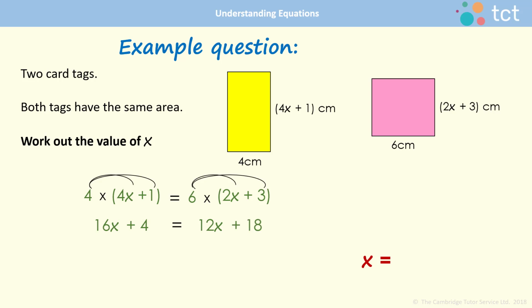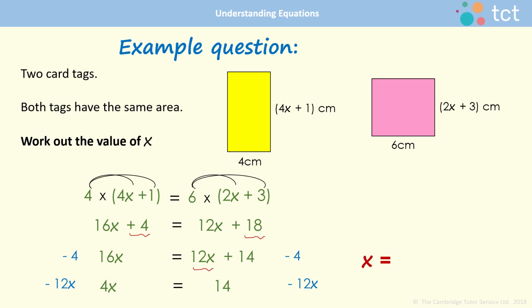Now we can do our linear equation. The smallest constant we have here is 4, so we're going to subtract 4 from both sides. So now we have 16x on one side, and on the other we have 12x, and we've taken 4 away from 18, so that's 12x add 14. Now we've got to take away the x on this side, so we're going to take away 12x from both sides. 16x take 12x, that leaves 4x, and that's going to be the same as 14.